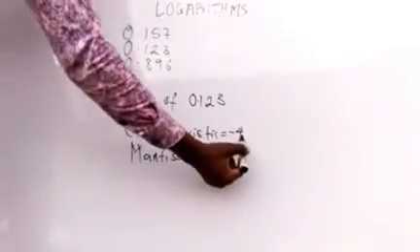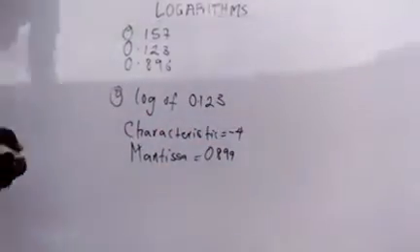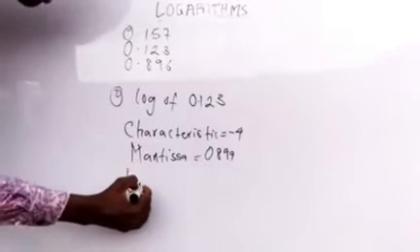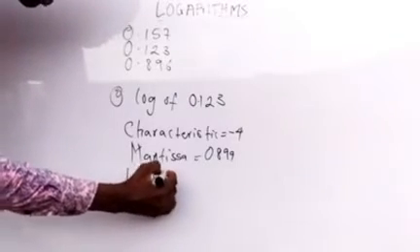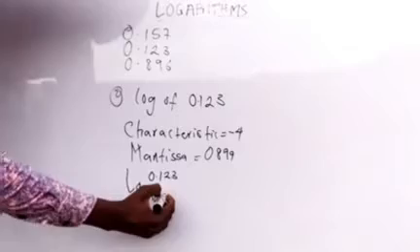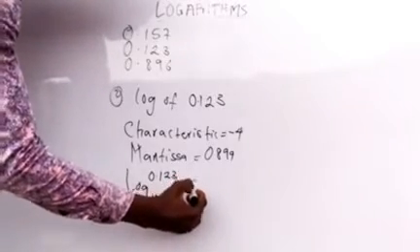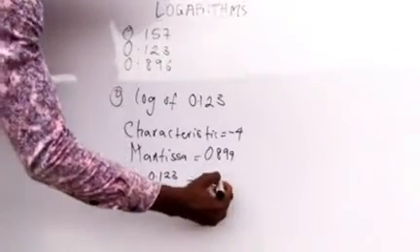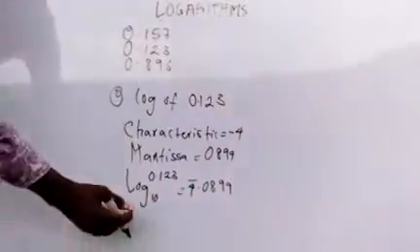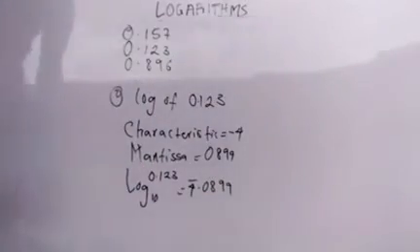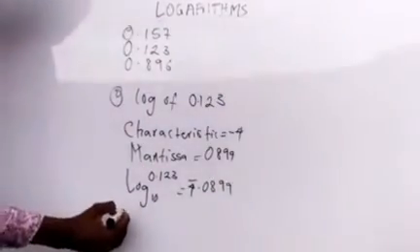So how do you do it now? You want to combine the characteristic and the mantissa together. That is, the log of 0.123 base 10 is equal to bar 4.0899. This is the answer for the second question. Let's move to the third question now.